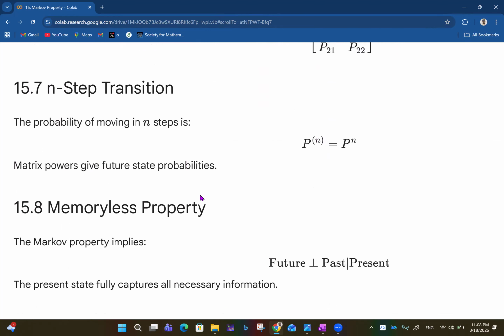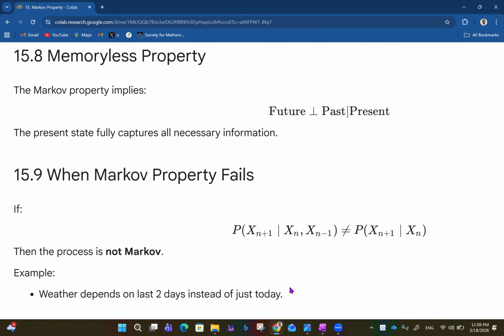Then 15.8, we talk about the memoryless property. The Markov property implies that the future is determined by the present, not the past. I think this is a better way to say it: the present state fully captures all necessary information. So the present state determines the future. We don't need all the past information. So that's the memoryless property: we only need this point to determine the next point. Every point before this point is irrelevant. Basically, that's the memoryless property right there.